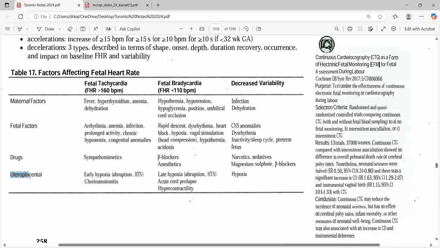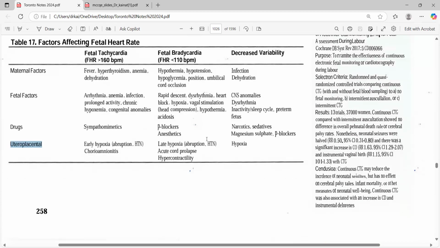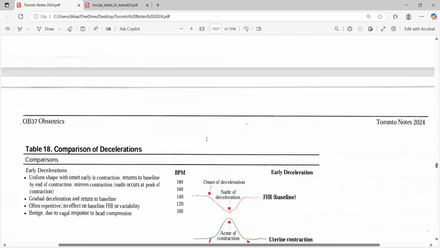Uteroplacental insufficiency is very, very important. If you cannot remember the maternal and the fetal, at least remember the uterine ones. When does the uterus have an impact on fetal tachycardia? When there is hypoxia, like abruption or hypertension, or an infection like chorioamnionitis. When does it cause bradycardia? Late hypoxia, acute cord prolapse, hypercontractility. When does it cause variability? It causes hypoxia. So you don't have to go into very much detail of it. Just knowing a bit of this would be more than enough for you.